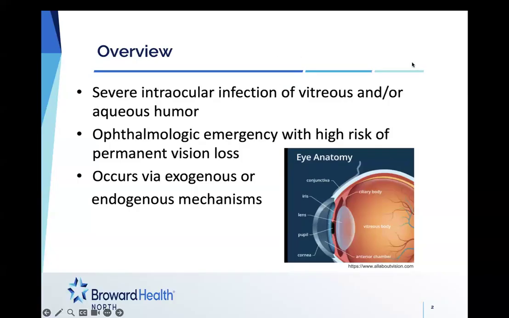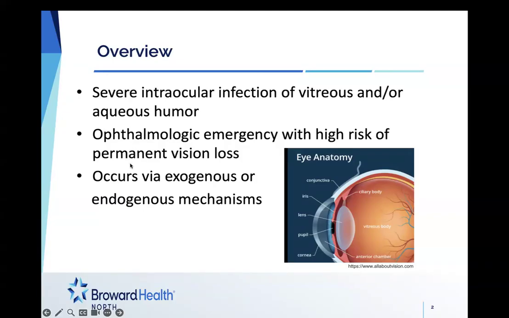So, just an overview. Endophthalmitis is a severe intraocular infection of the vitreous and or aqueous humor. Looking at this image, the aqueous humor is the front portion of the eye, and then you have the iris, and in the back is the vitreous body or vitreous humor. These structures are just fluid in front of or behind the eye, and they provide nourishment as well as maintaining intraocular pressure. The vitreous humor in particular is going to maintain the shape of the eye as well as support the retina.